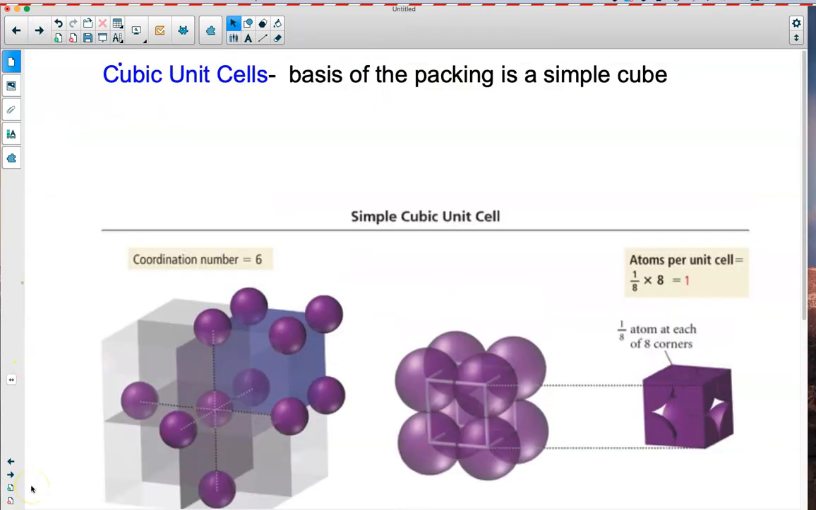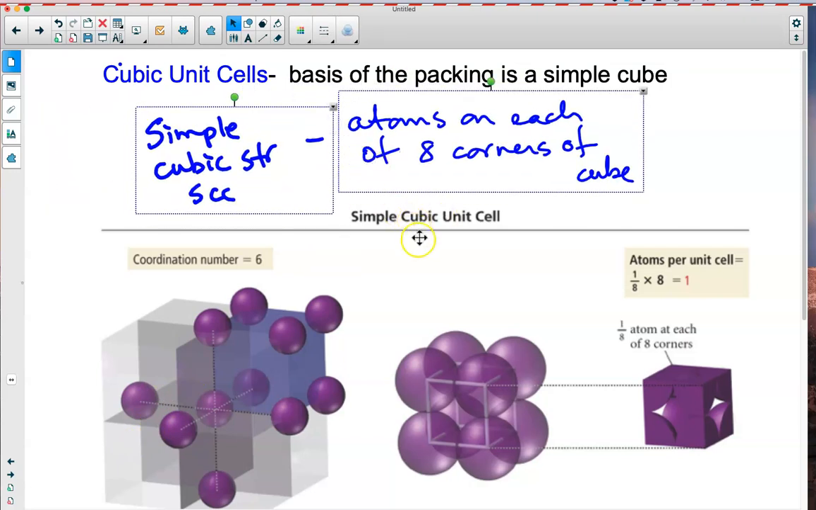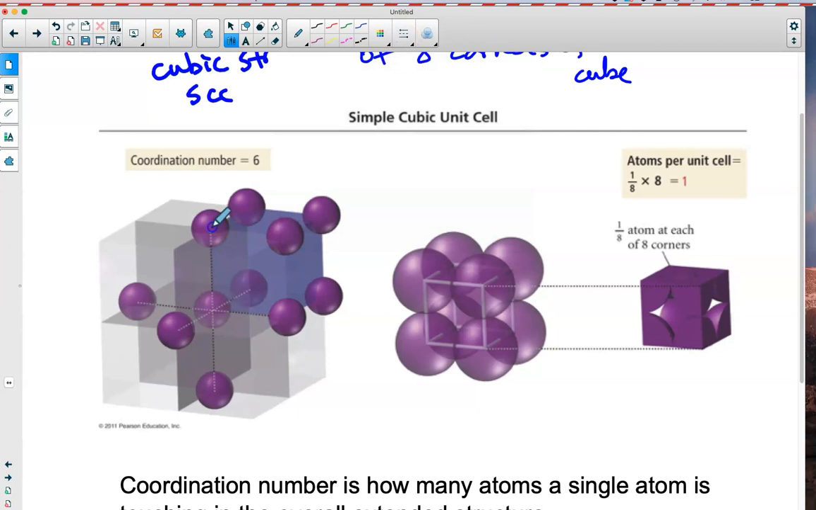We're going to focus on cubic unit cells, where the basis of the packing is a simple cube. And the first type of this type of crystal structure that we'll look at are simple cubic structures, which have the atoms on each of the 8 corners of a cube, and that's shown here. So you can see that this does go out in all three directions. And what I mean by that is, here's one unit cell that's defined by the cubic lattice.